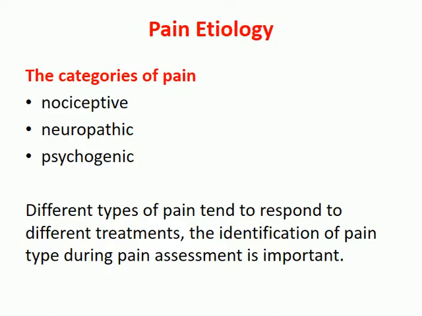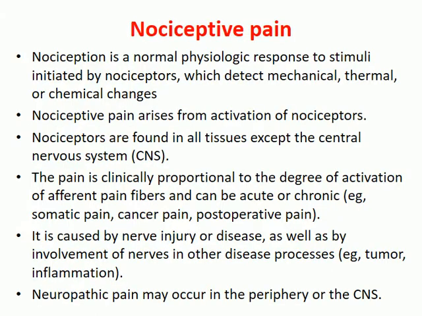Pain etiology. The categories of pain are nociceptive, neuropathic, and psychogenic. Different types of pain tend to respond to different treatment. The identification of pain type during pain assessment is very important.